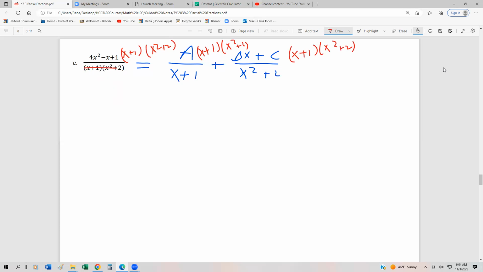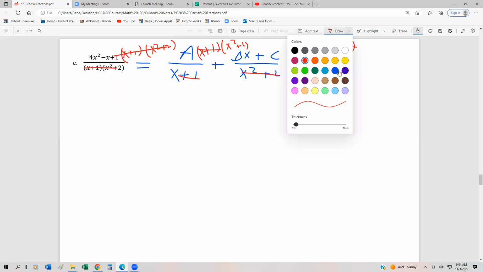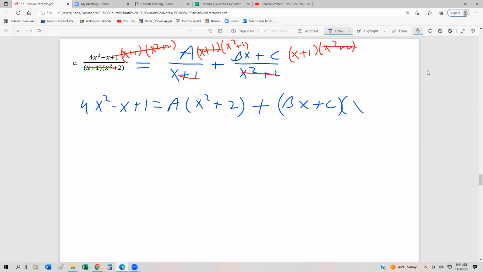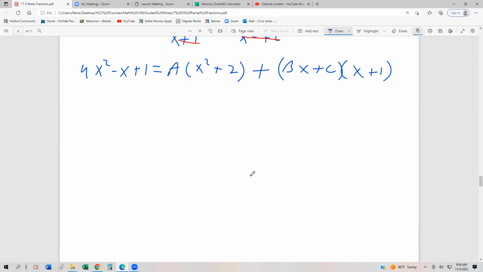And we're going to cancel. Right? Those terms cancel. The x plus 1's cancel, the x squared plus 2's cancel. So what's the resulting equation? Well, we end up with the numerator on the left-hand side, which was 4x squared minus x plus 1. On the right-hand side, we have A times (x squared plus 2), which isn't terrible. And we have this (Bx plus C) times (x plus 1), which could be a lot worse, but isn't as nice as we'd like it to be.